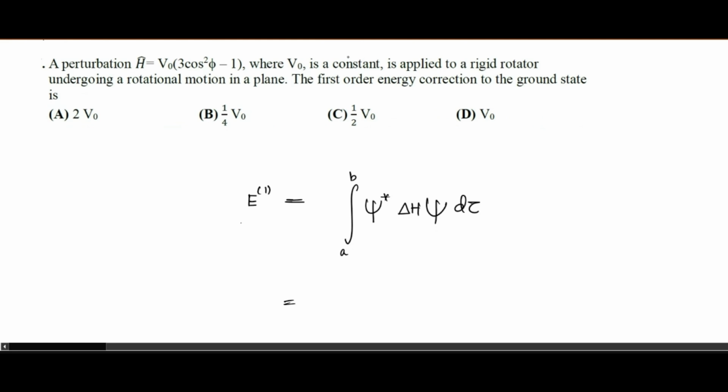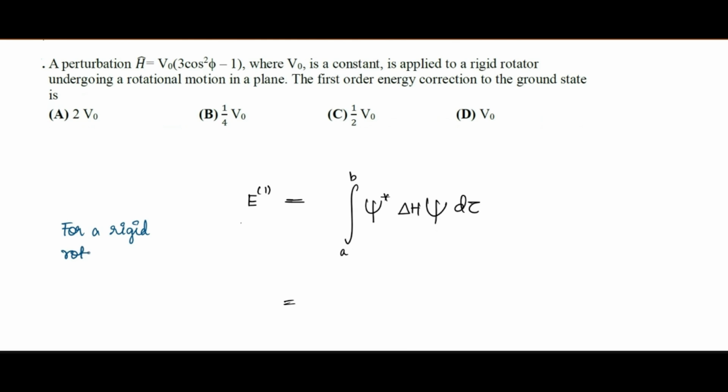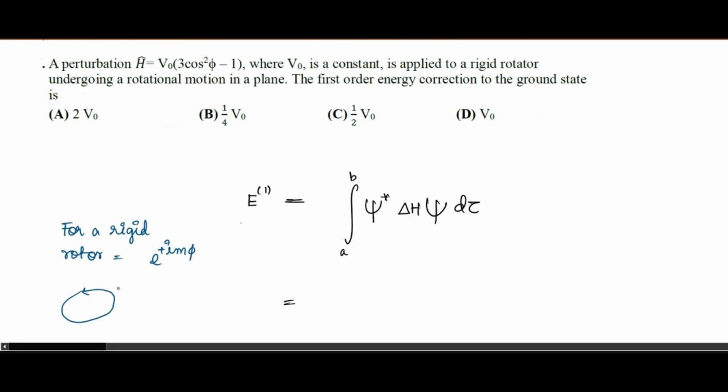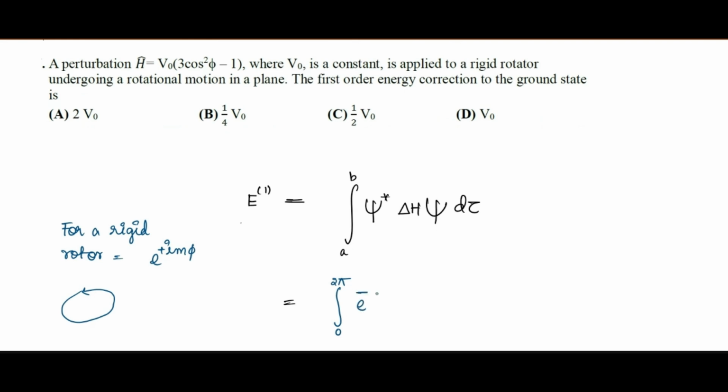So it's given that it's a rigid rotor, and for a rigid rotor our equation is e to the power im phi. And given rotational motion in a plane, it will have limits from 0 to 2 pi. Okay, what is psi star? The conjugate of e to the power im phi is e to the power minus im phi, into what is the correction in Hamiltonian? V0, 1 by root 2 pi, sorry.